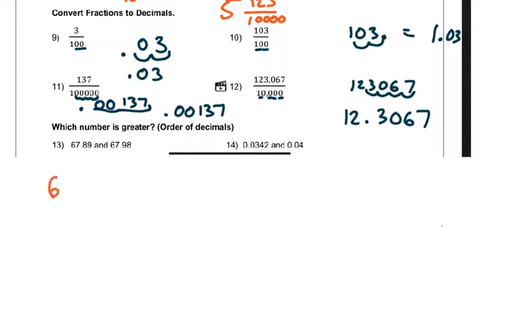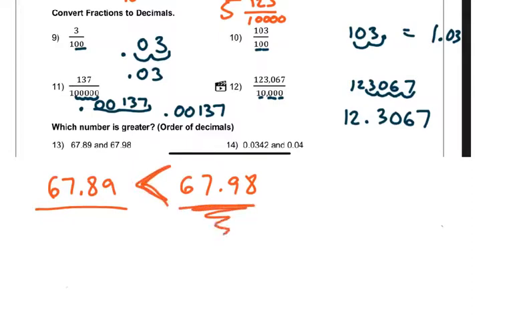So you know this, 67.89 versus 67.98. Which one's cheaper? 67.89. So something that costs $67.89 is clearly cheaper. So the symbol we use means 67.89 is less than 67.98. So that is essentially all that is going on here.